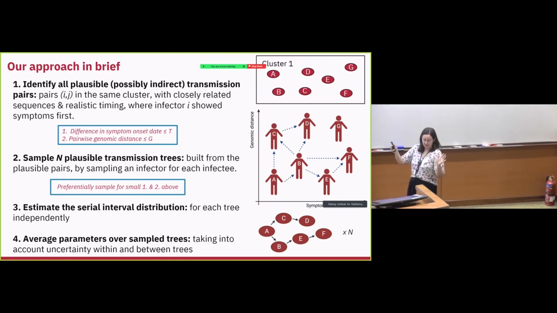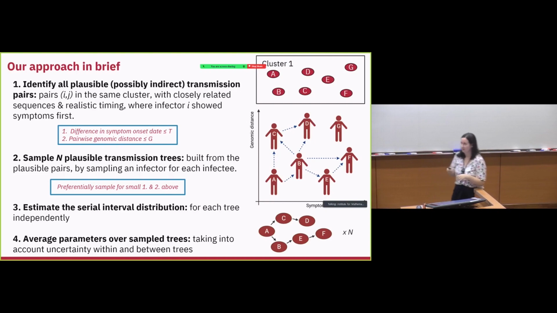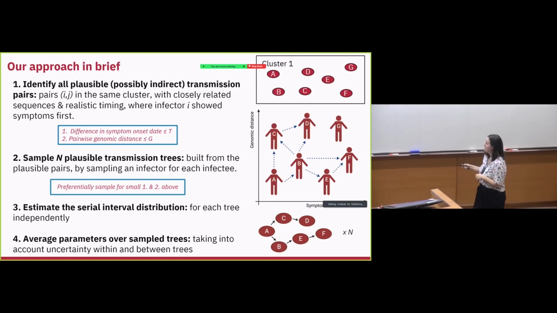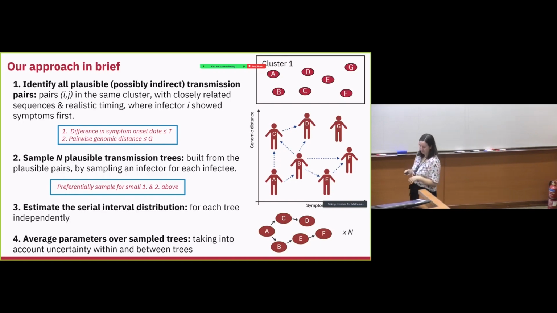Then I'm going to have this set of some number n of transmission trees, and I'm going to estimate the serial interval in each of them independently before combining everything at the end to get one overall serial interval estimate. Importantly, that combining at the end is going to need to take into account uncertainty both within and between the different trees that I've sampled. So I've got a whole bunch of these trees. Within each one, when I estimate the serial interval, I'll get some uncertainty, and then also the uncertainty in combining across n of them.